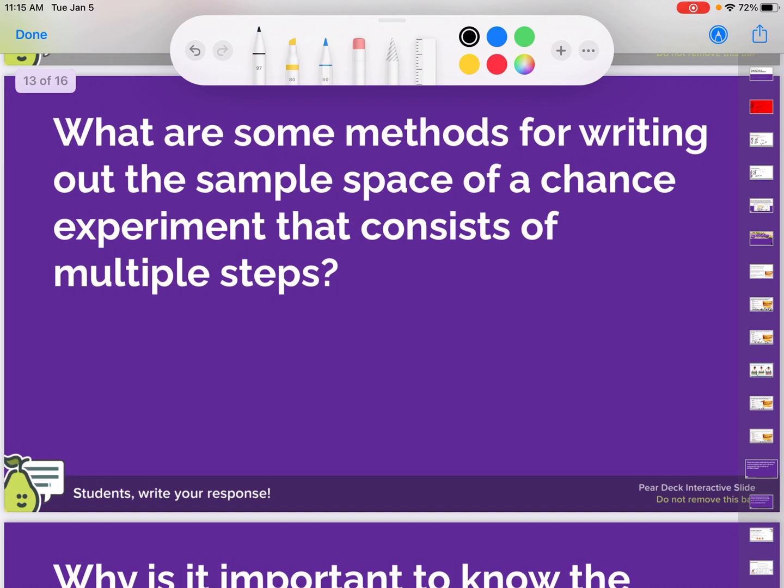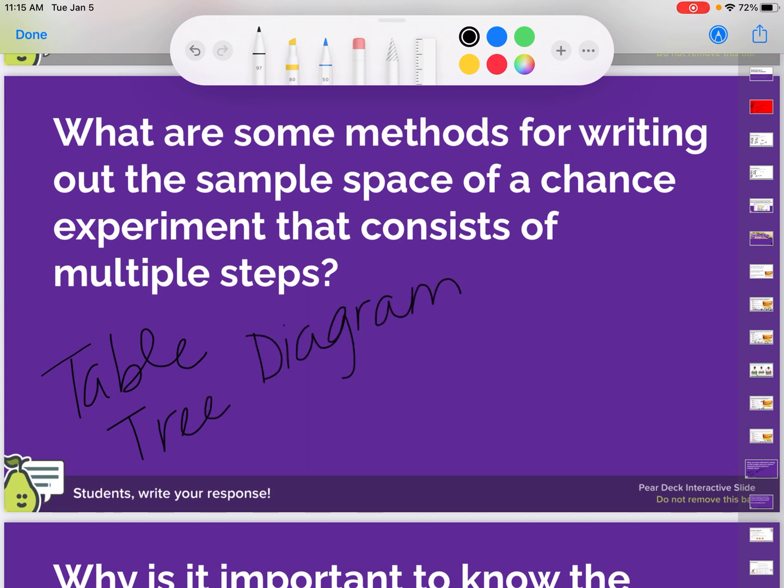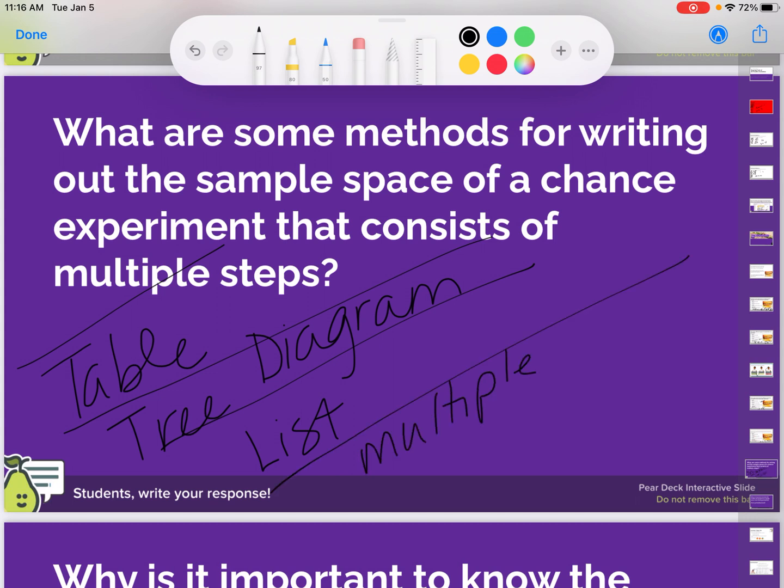All right, so what are some methods for writing out sample space of a chance experiment that contains multiple steps? You could do a table. You could do a T-chart or a tree diagram. And you could do a list. Those are your options. Or wait, you could multiply all the total outcomes of each event.